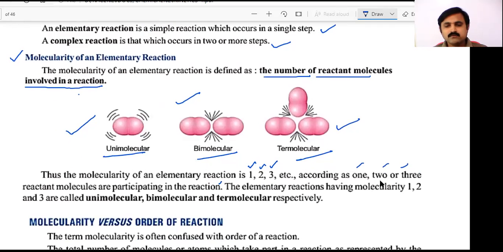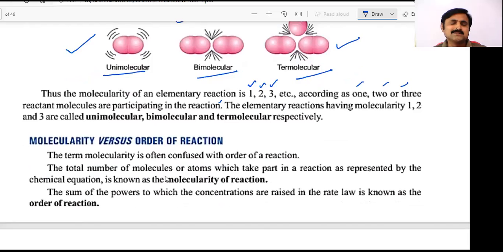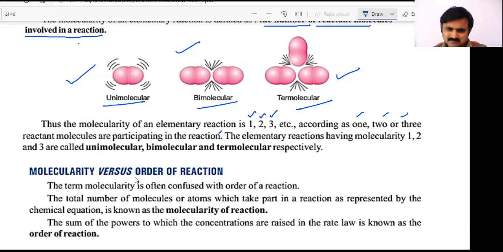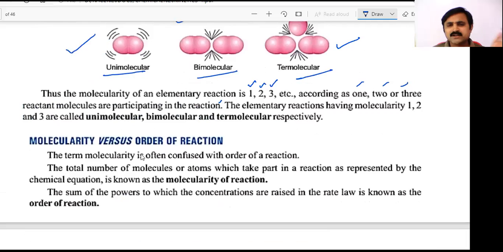Now we should understand the difference between order and molecularity, because first we have to understand the difference between molecularity and order. Then we will find out exactly how molecularity can be identified, and exactly how order can be determined in experimental conditions. See, molecularity versus order of reaction.